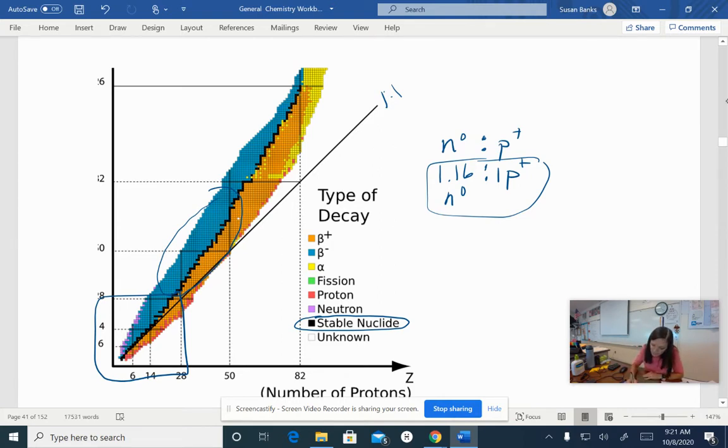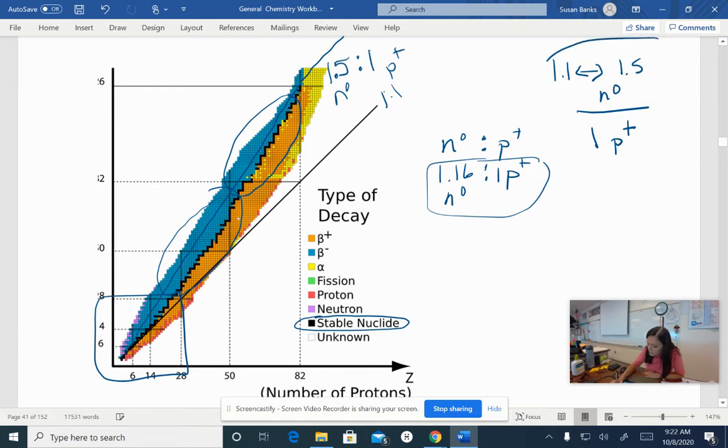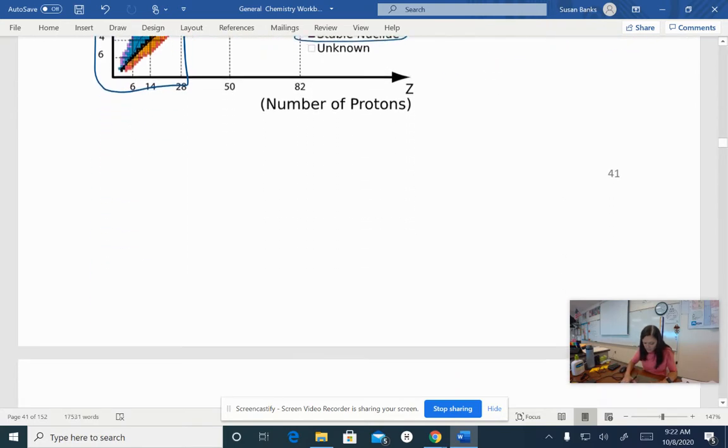And as we get even further away, we get to almost a 1.5 neutron to 1 proton ratio. So 1.5 is about right here. So stable elements fit within a 1.1 to a 1.5 neutron to 1 proton ratio. This is where our band of stability is. Now, notice after a certain point, we have no more stable isotopes. So let's take a look at some of these questions here.